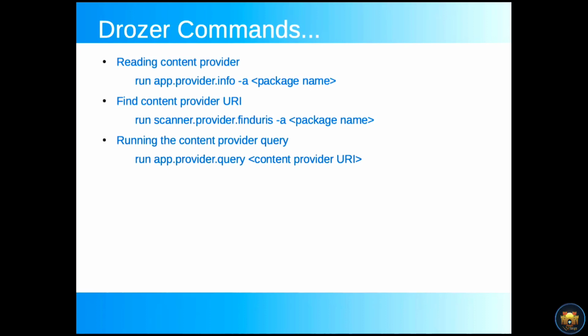Again, if you want to run a content provider query, suppose you have written some query to get information from the content provider, which we have already discussed in an earlier section, then you can use the utility run app.provider.query and the content provider URI. Whichever content provider URI you found in the previous command, you can use here, and you are able to access all the data using the query.